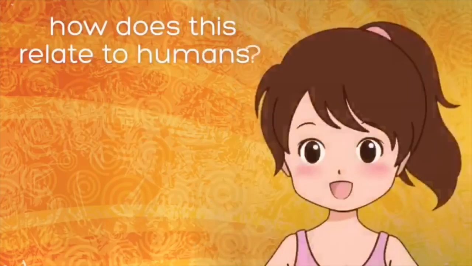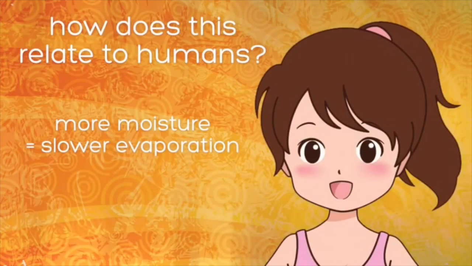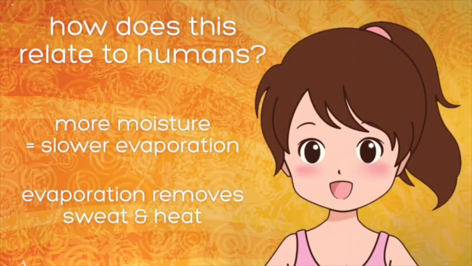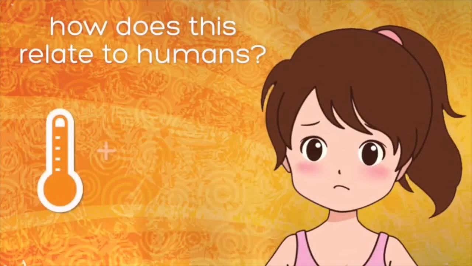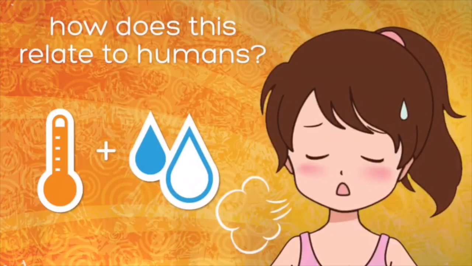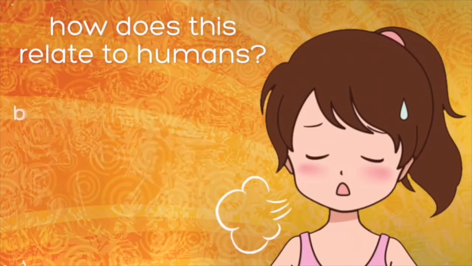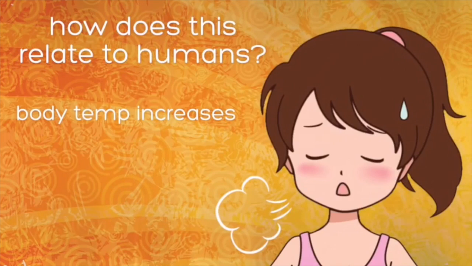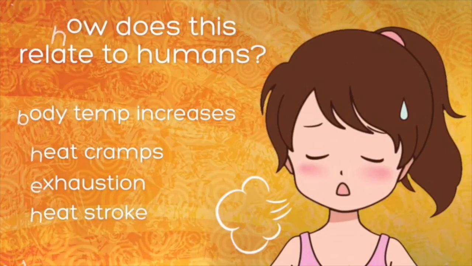How does this relate to humans? Well, more moisture in the air slows the amount of evaporation. Evaporation removes moisture or sweat from our skin, which also removes heat, which cools our body. With high temperatures and high moisture, we can sweat, but we're not able to remove the heat from our bodies. Our internal body temperature increases, which can lead to such things as heat cramps, exhaustion, or heat stroke.